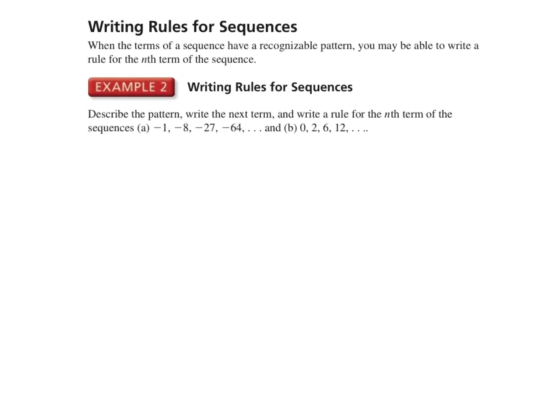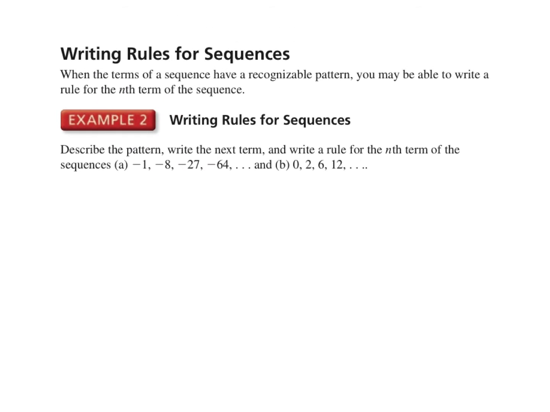Alright, example 2. Here we're writing our rules. So we're coming up with an equation for how we come up with the terms in our sequence. When the terms of a sequence have a recognizable pattern, you may be able to write a rule for the nth term of the sequence. So describe the pattern, write the next term, and write a rule for the nth term of the sequence.